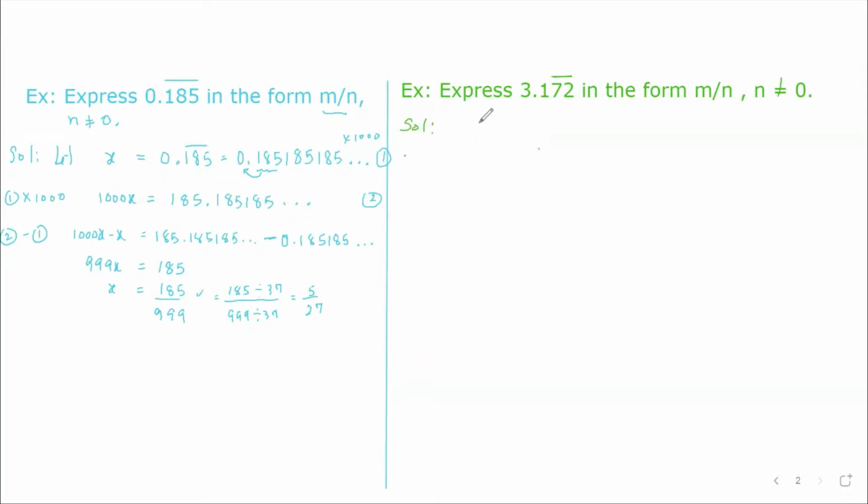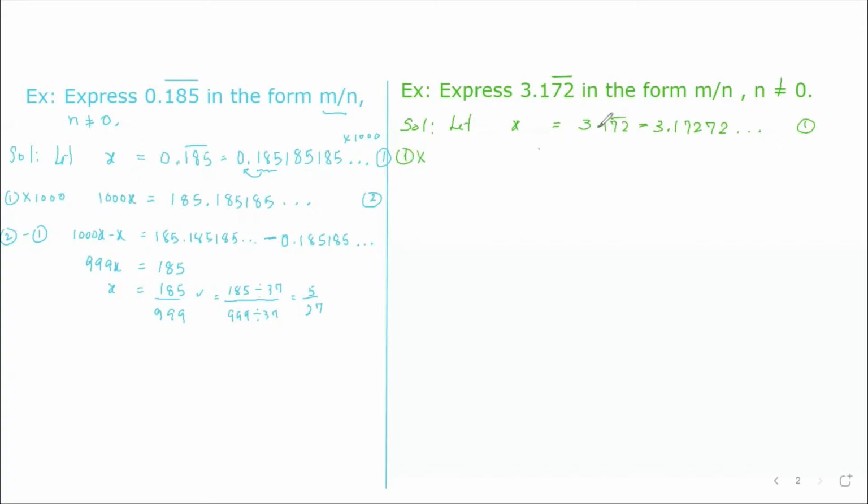Solution: same thing, let x equal to 3.172 bar. We can write it in this pattern also, 3.17272, because this is repeating, dot, dot, dot. Let this one be equation 1. Now let's multiply equation 1 by something.